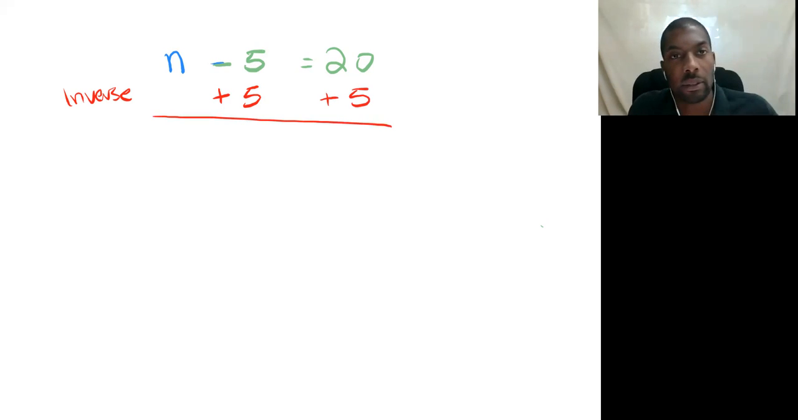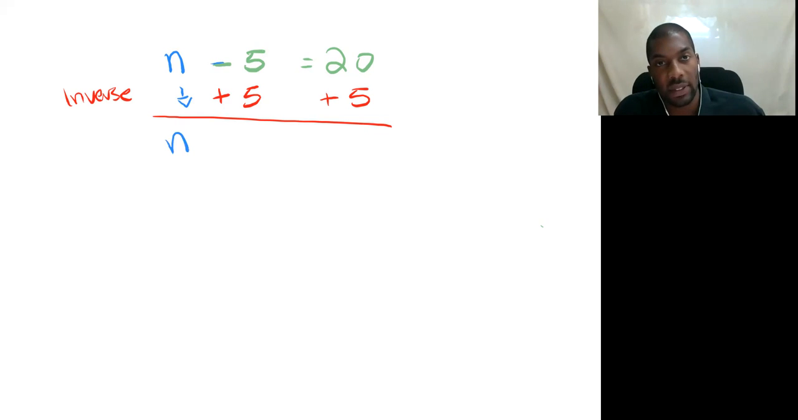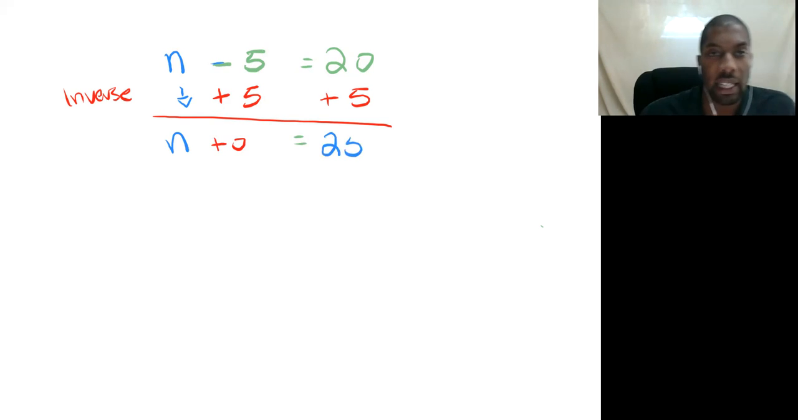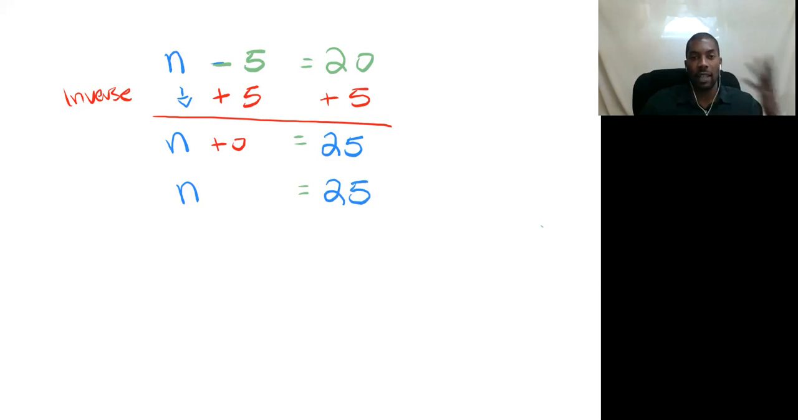Then I solve. So drop the n because nothing happened to it. Negative 5 plus 5, or 5 minus 5 is 0. 20 plus 5 is 25. Let's clean it up a bit. N plus 0 is just n. Nothing happened. And 25, we're just going to have that. So we say that now that n has been isolated, n equals 25. Now, how do we prove it?